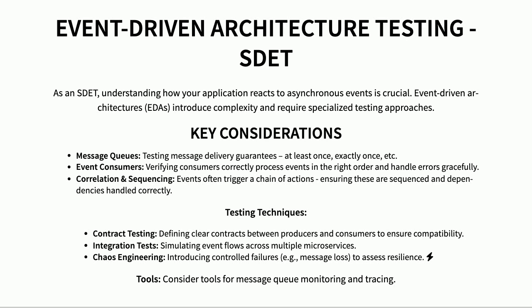Then, we need to check our event consumers. Do they handle incoming events in the right order? And what happens when things go wrong? Do they gracefully recover from errors? We also need to think about how events are correlated and sequenced.